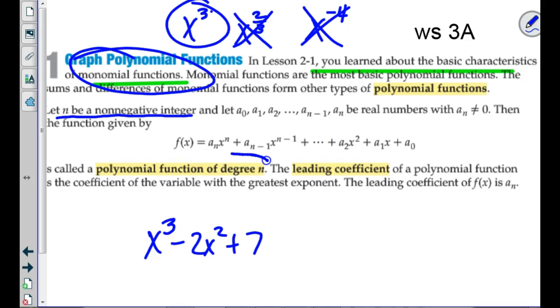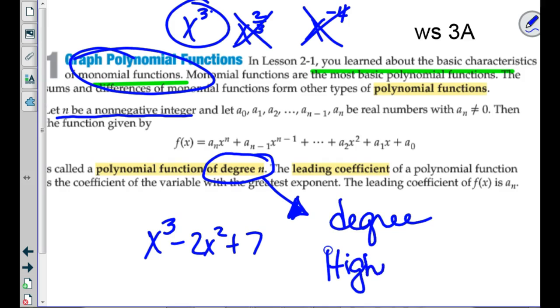Do you remember how to find the degree of a polynomial? This is really important. The degree of a polynomial is the highest exponent power.